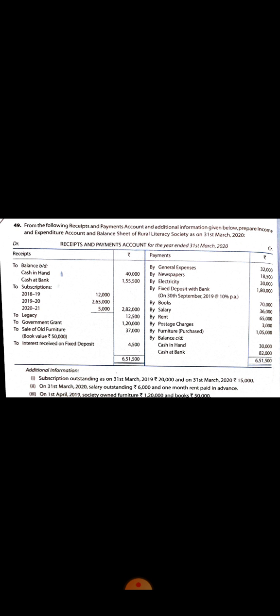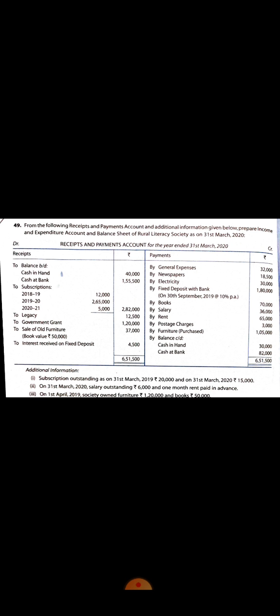Then legacy. Purpose of legacy is not given, so it is a general legacy credited to income and expenditure account. Government grant. Purpose is not given, credited to income and expenditure account. Sale of old furniture. Book value 50,000. Sales price 37,000. Loss on sale 13,000 debited to income and expenditure account.